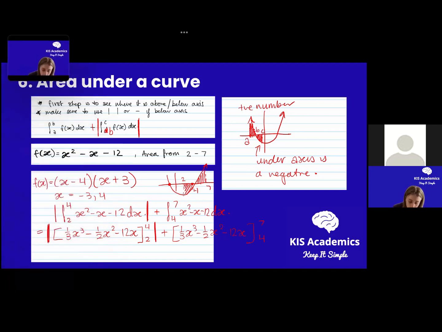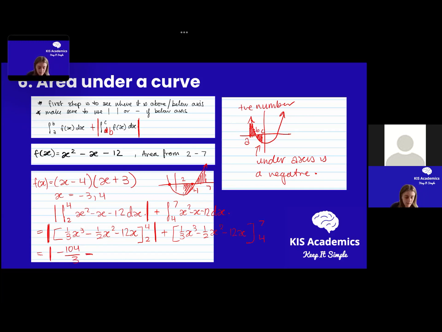So what we have to do next is plug in 4 and 2, and then plug in 7 and 4. I'm not going to write that out for the entire thing because I'm pretty sure most of you would know how to plug numbers into your calculator. But if I put it into mine really quickly, so we're going to have a third, a half, and 12. Okay, so if I plug in 4, I get negative 104 on 3.